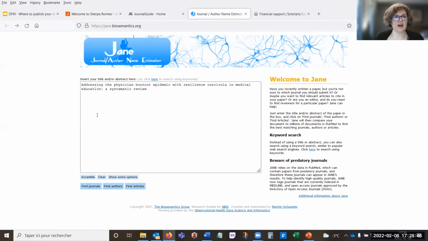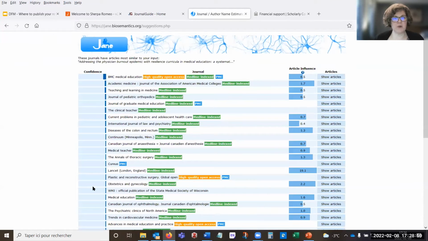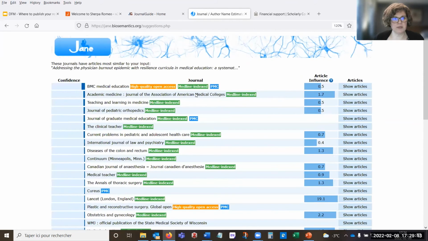So Jane, basically here, it's an example. You could put the article, your manuscript title or abstract here, and then you click Find Journal. So that's the first quick step, okay? And then right away, they provide you with a list of potential journals where to publish the research paper you're writing. So I'm just going to quickly go over a few details here. I'm going to make my screen a bit bigger as well.